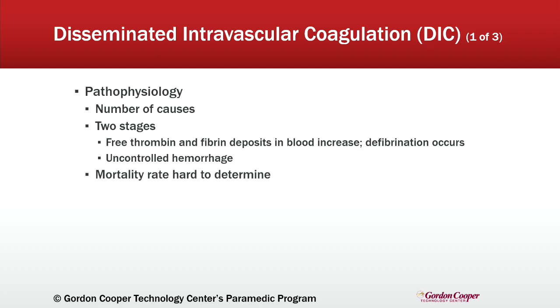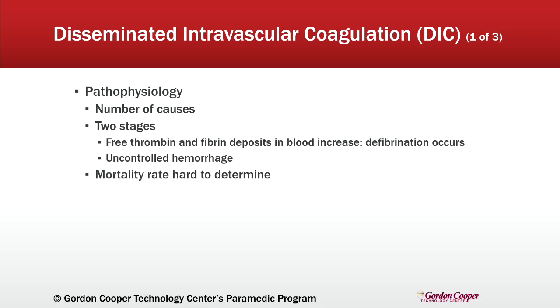Disseminated intravascular coagulation is a condition where blood clots are excessively formed in the body's blood vessels. This can be caused by a number of life-threatening conditions. This disease typically progresses in 2 stages. In stage 1, the free thrombin and fibrin deposits in the blood increase, and then those platelets will start to aggregate, and then the breakdown of the fibrin clots occurs. In stage 2, uncontrolled hemorrhage results from a reduction in those clotting factors.